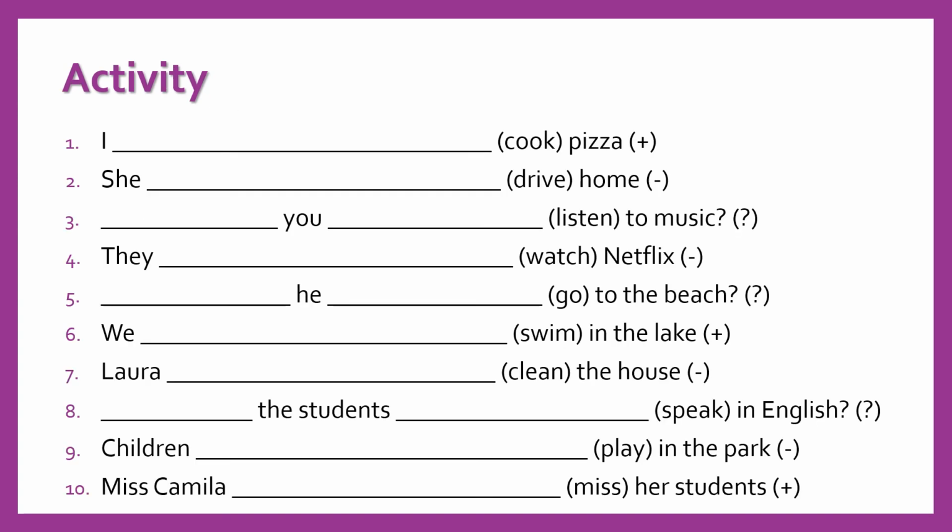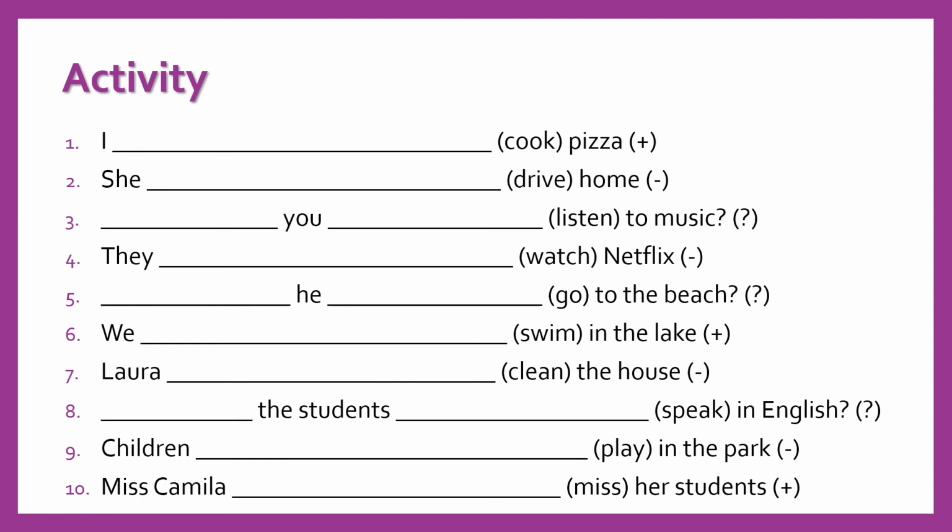So here's the activity. You need to see the verb that you're going to use. Tienes que ver los verbos que se van a usar que están entre paréntesis. Also the pronoun, también los pronombres. And if the sentence is a positive sentence, is a negative sentence, or is an interrogative sentence. Si la oración es positiva, negativa, o es una pregunta.